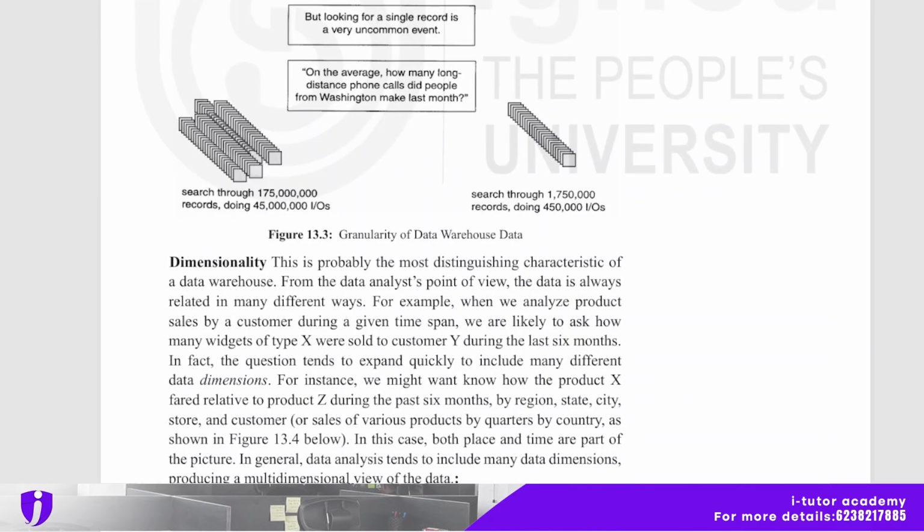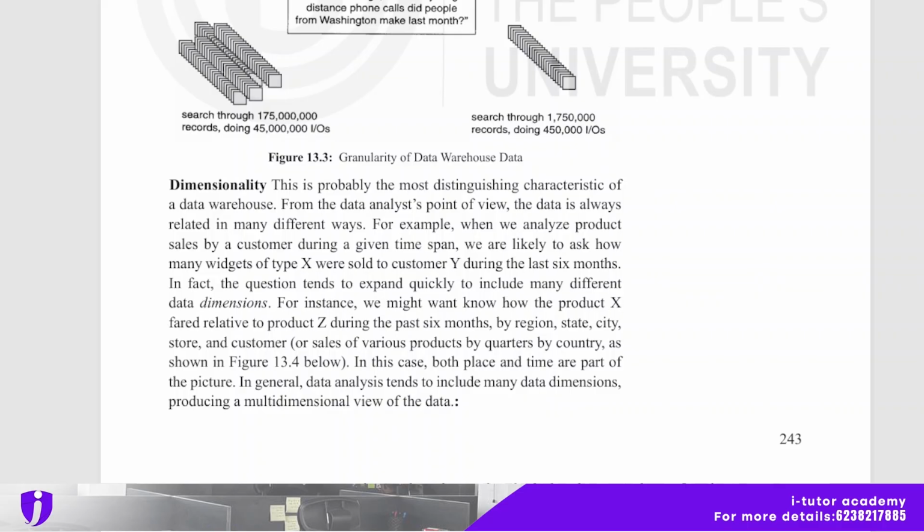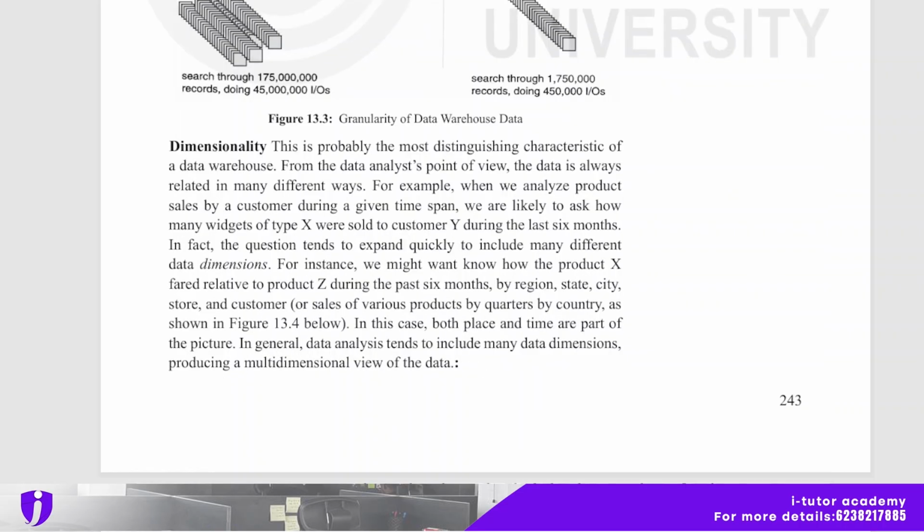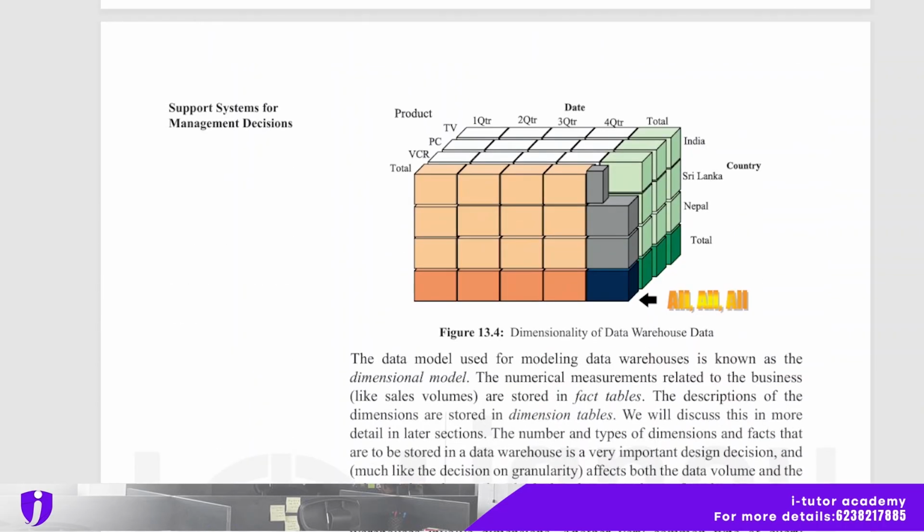And dimensionality. What is dimensionality? This is probably the most distinguishing characteristic of a data warehouse. From the data analyst's point of view, the data is always related in many different ways. For example, when we analyze product sales by customer during a given time, we are likely to ask how many widgets of type X were sold to customer Y during the last 6 months. In fact, the questions tend to expand quickly to include many different data dimensions. Figure 13.4 shows the dimensionality of data warehouse data.